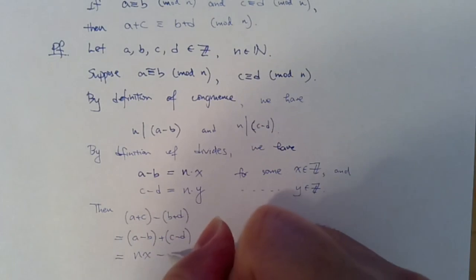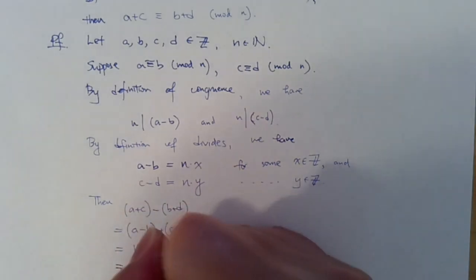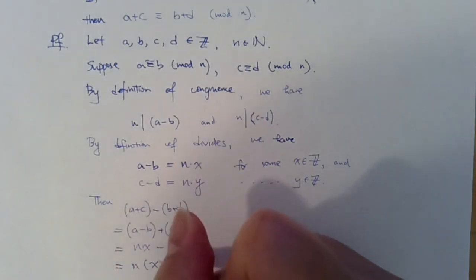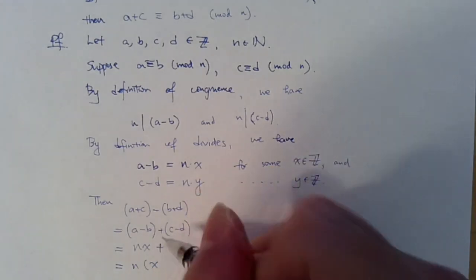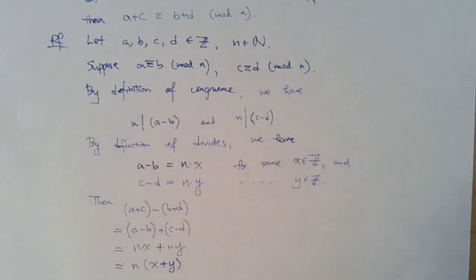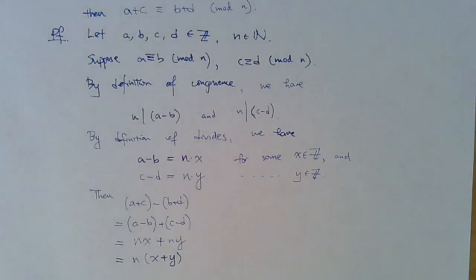So nx minus ny, and we can factor that. Oh, is this plus nx plus ny? So n times x plus y. And you could give a new variable the value of x plus y and say n.